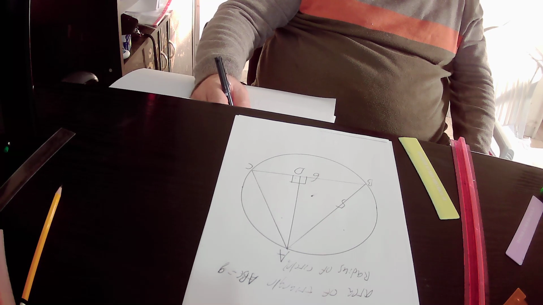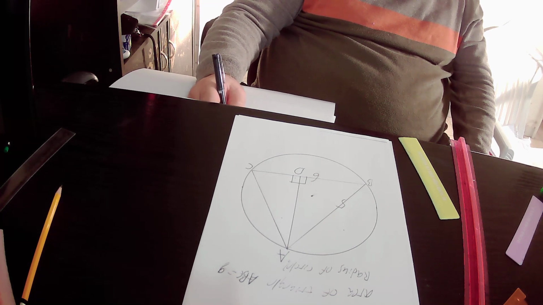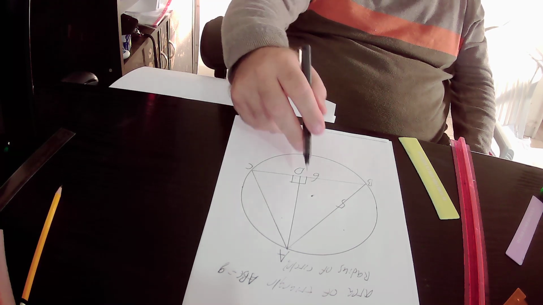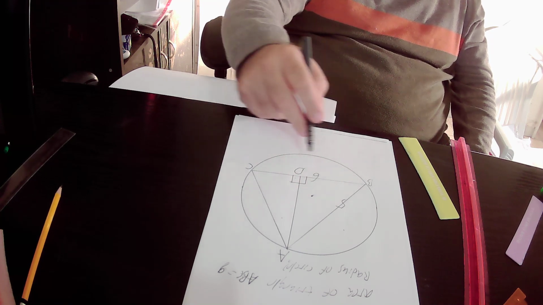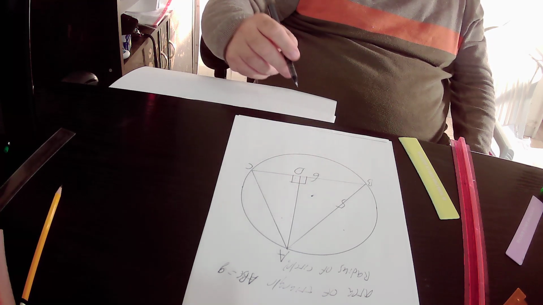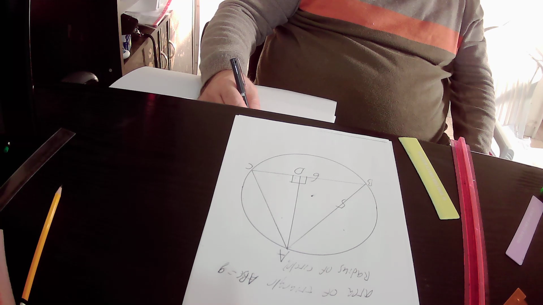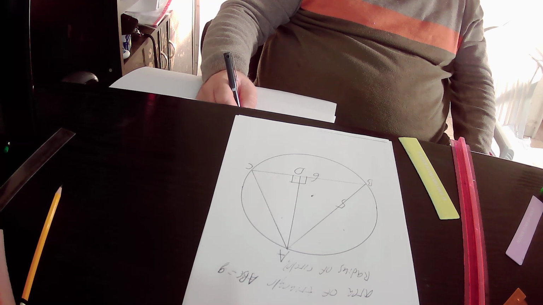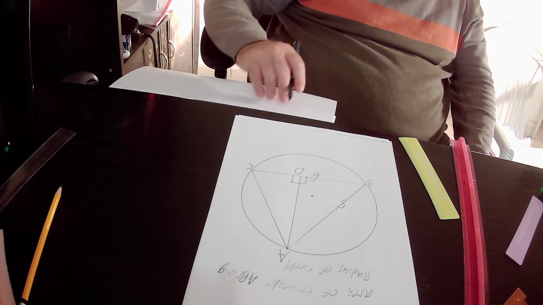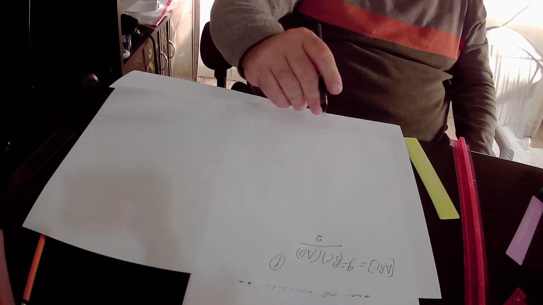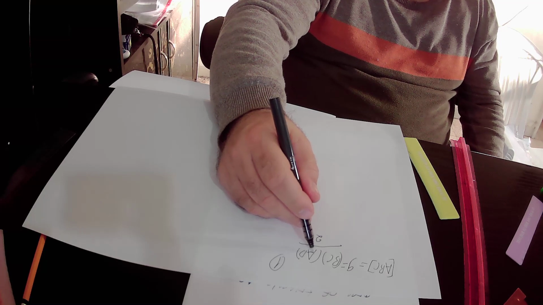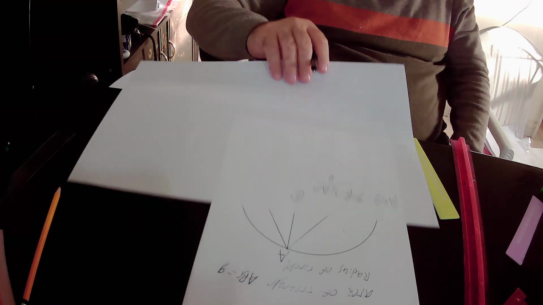Why is AD the height to the base? Because segment AD creates 90 degrees with the base BC. So it is the base BC times the height to the base AD, over 2. So the area of triangle ABC equals BC times AD over 2.